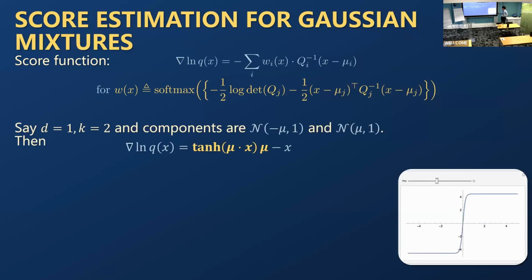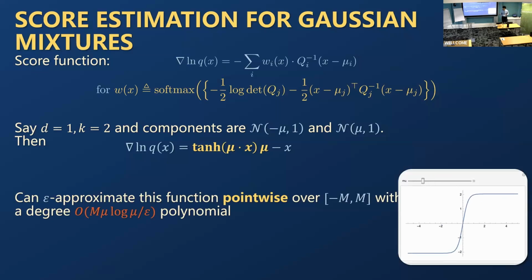So let's consider a very simple case where, again, let's revisit the one-dimensional setting. Let's say there are two Gaussian components, and let's say they're centered around 0. So we have one component with mean negative mu and one component with mean mu. Now it actually has a very simple form. It turns out it's just the following quantity: the tanh of the product of mu and x, times mu, minus x. Depending on your value of mu, depending on the separation level, the function looks like this sigmoidal function.